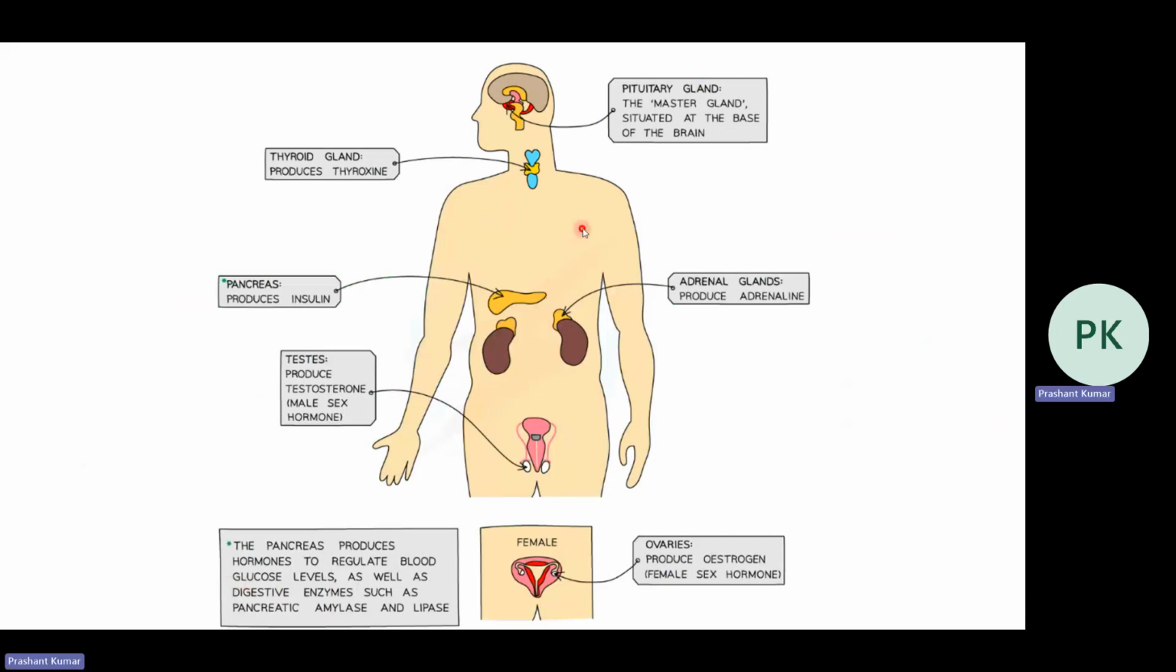Let's have some examples of the endocrine system. The first one is the pituitary gland, which is the master gland, you can see here. Then we have the thyroid gland. Then we have the pancreas. Then above the kidney, there's the adrenal gland. There's the testis, and this is the ovary in the female.